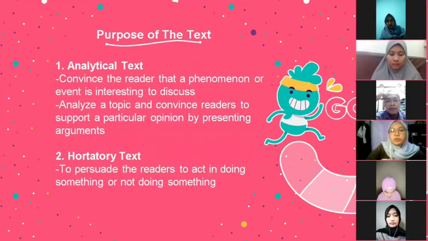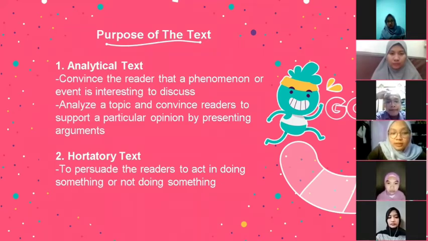The purpose of the text. The first is the analytical. It convinces the reader that a phenomenon or event is interesting to discuss. The second is analyze a topic and convince readers to support a particular opinion by presenting arguments. The next is hortatory text to persuade the readers to act in doing something or not doing something.